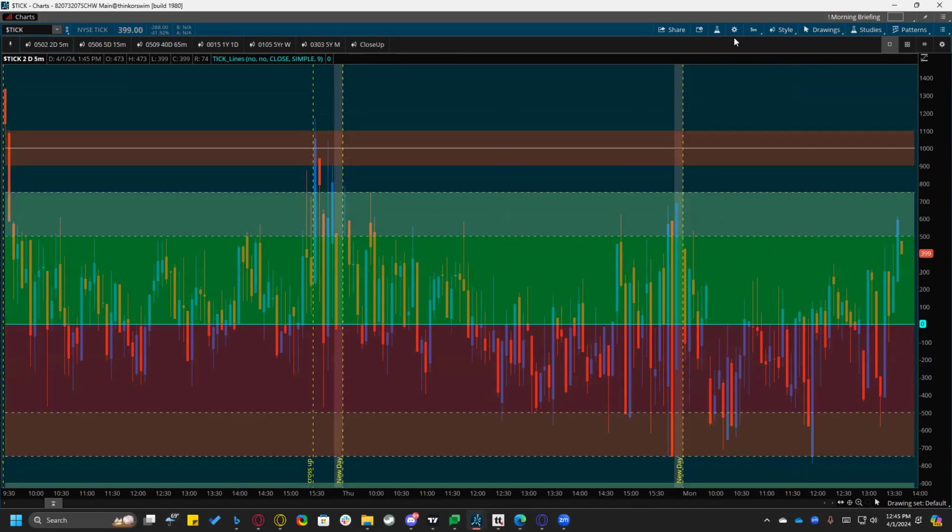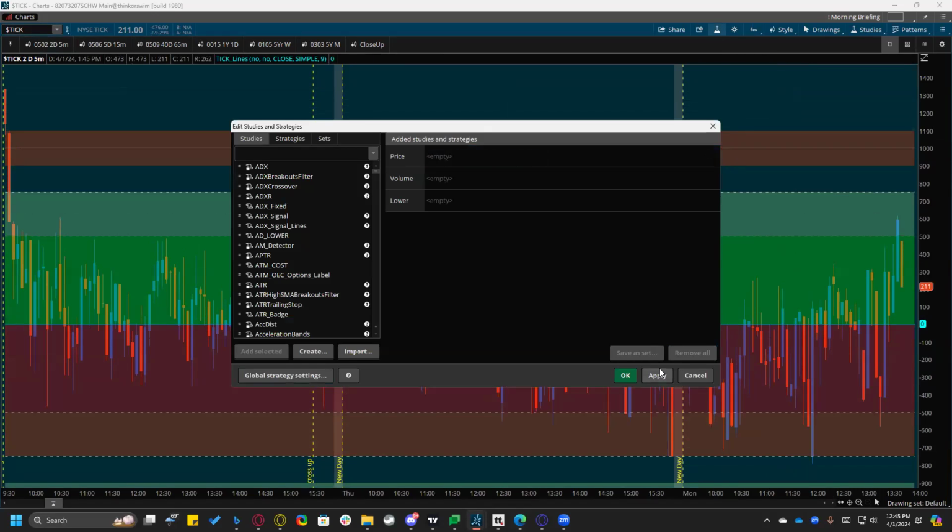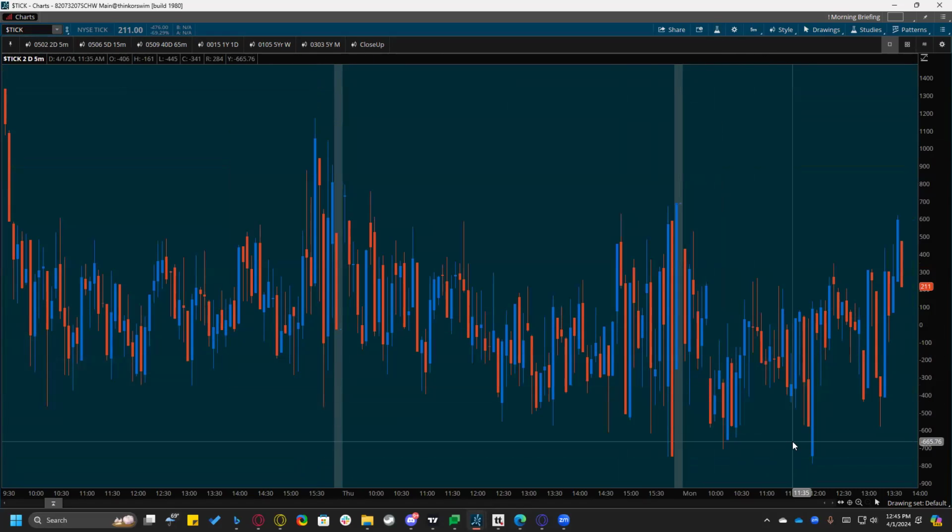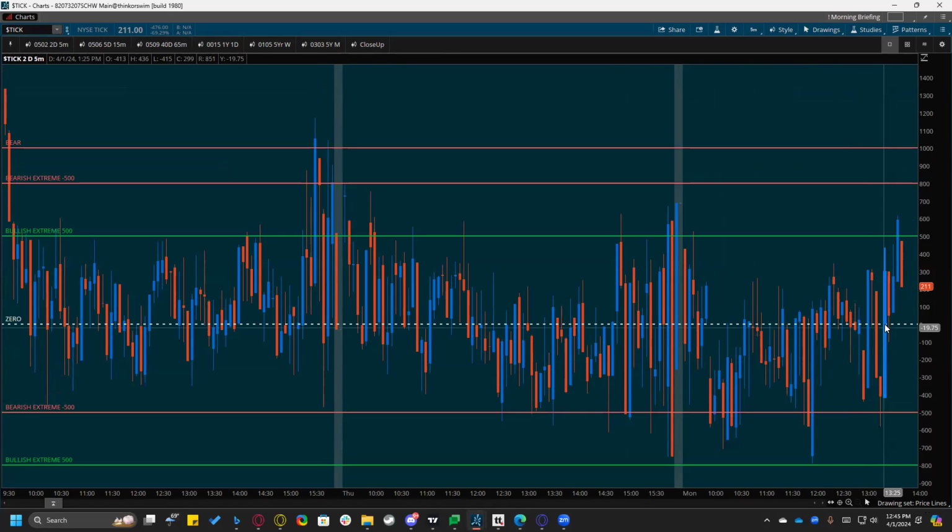But it's still, in my opinion, better to read than these candles, right? So we'll just remove all this. We can use the lines. So we just come down here and add price lines: 0, 500, 800, 1000, and the same thing in the other direction.